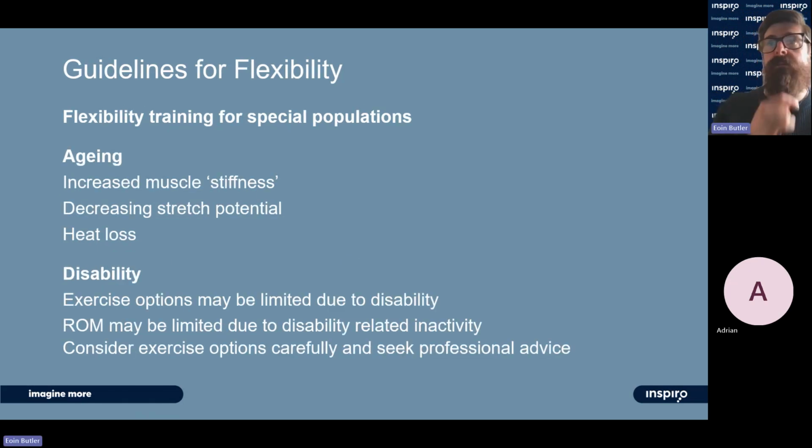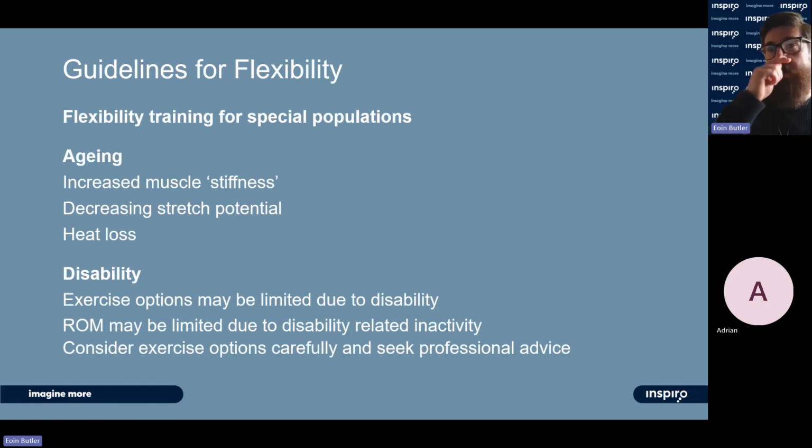For the aging population, potentially increased muscle stiffness. So there's a potential decrease in their stretch potential, and potentially they lose heat a lot quicker. So again, we make sure that we use short stretches, but it's probably more important that we do stretching for that population than anybody else.